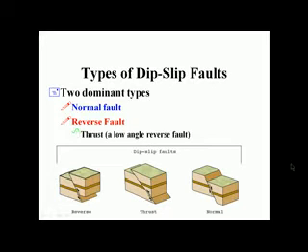Types of dip slip faults. Two dominant types: normal faults and reverse faults. And there is a special type of the reverse fault, the thrust fault, when the angle is less than 45 degrees.